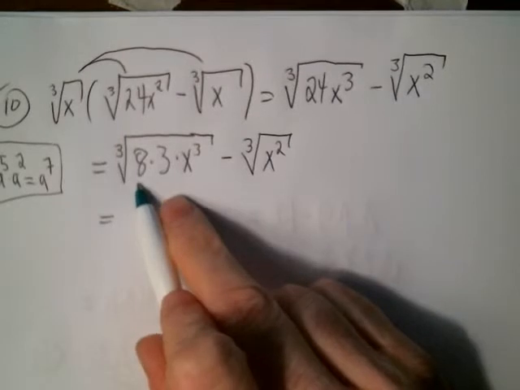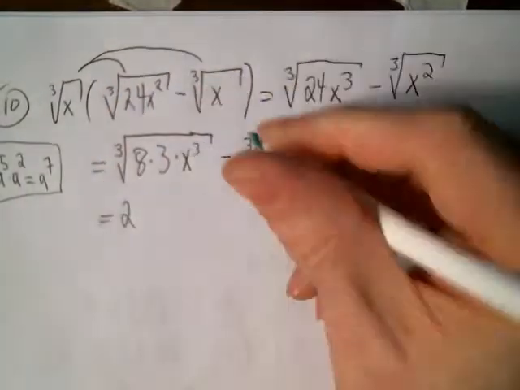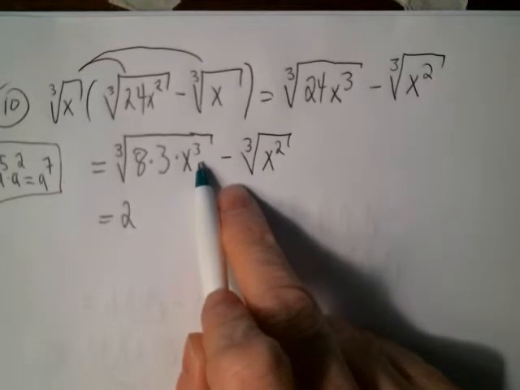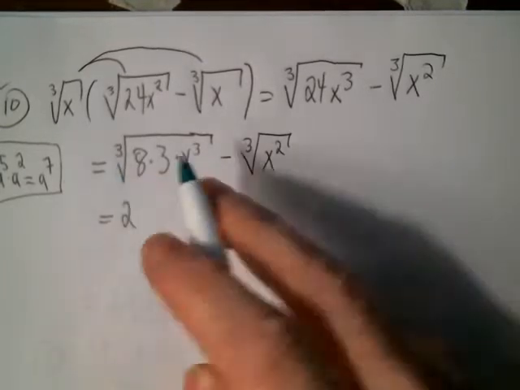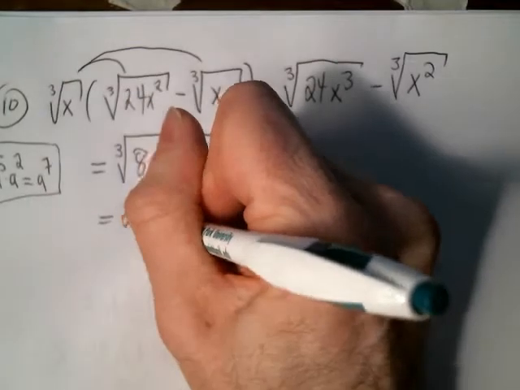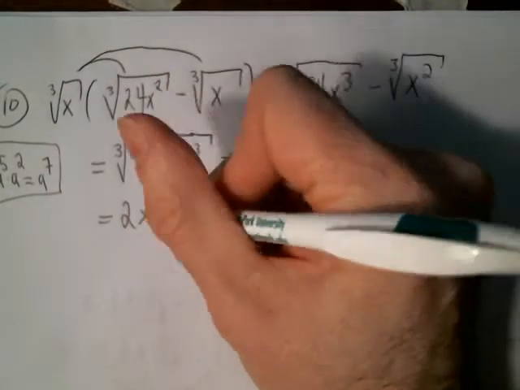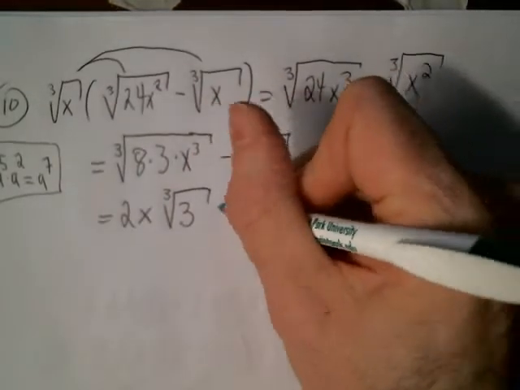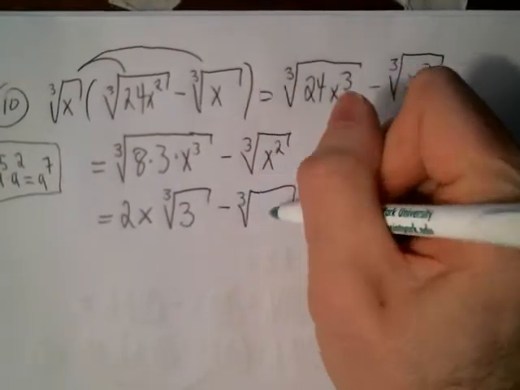So I'll march out: the cube root of 8 is 2. The cube root of x cubed is just going to be x. So you divide this exponent by this index. 3 divided by 3 is 1, so I have 2x to the 1. And then I have the cube root of 3. Okay, and then minus the cube root of x squared.